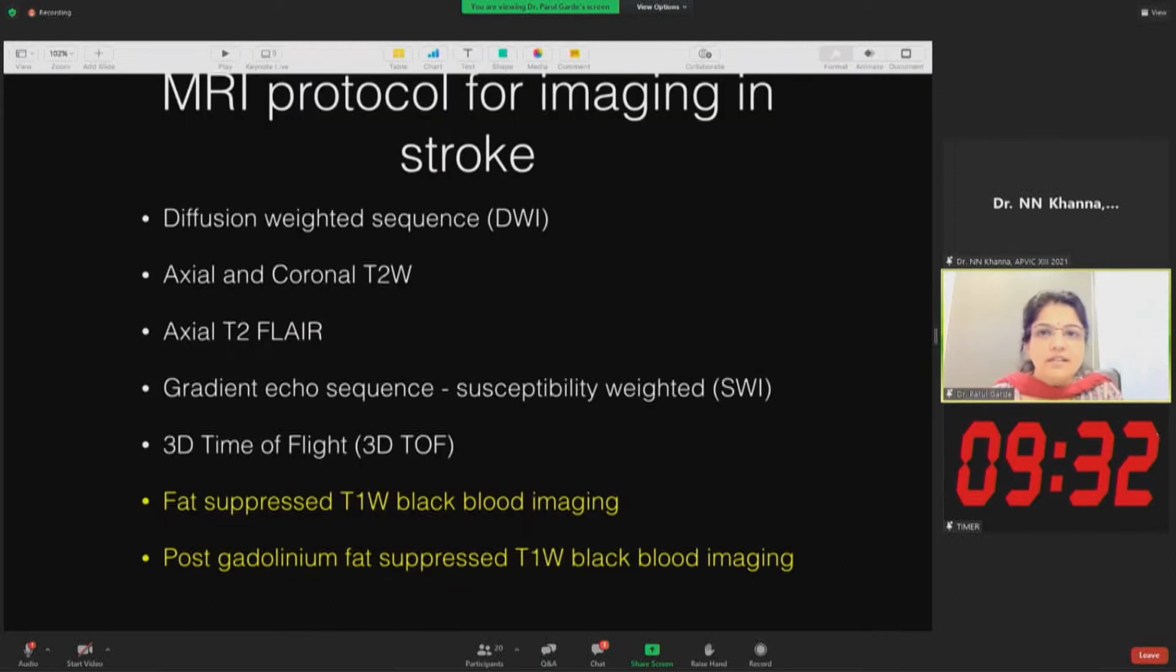Having said this, how do we incorporate vessel wall imaging in our routine protocol? Routinely, in patients where we are imaging patients with stroke, we can just add 2 simple techniques, that is fat suppressed T1 weighted black blood imaging and a post gadolinium fat suppressed T1 weighted black blood imaging for evaluation of these plaques.